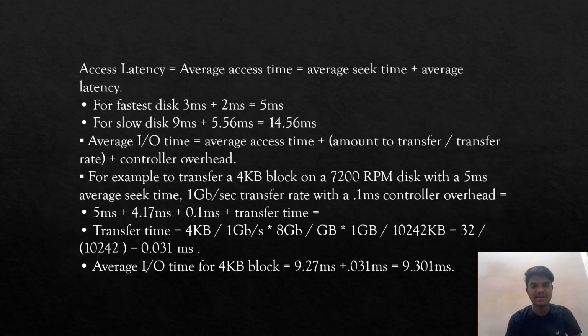Access latency, or average access time, is given by average seek time plus average latency. For a fast disk, 3 plus 2, that is 5 milliseconds. For a slow disk, 9 plus 5.56, that is 14.56 milliseconds. To calculate average I/O time, it is average access time plus the amount to transfer divided by the transfer rate, plus controller overhead. Here we have taken an example, you can refer to that.